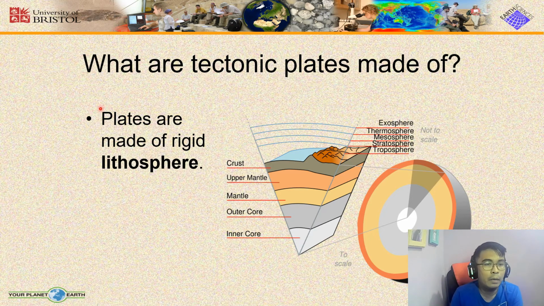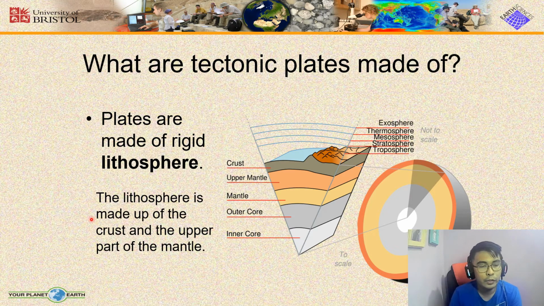So plates are made of a rigid lithosphere, as I have mentioned. The lithosphere is made up of the crust and the upper mantle. So these two, the crust and the upper mantle, make the lithosphere. Okay? So sila yung bumubuo sa tinatawag natin na lithosphere.